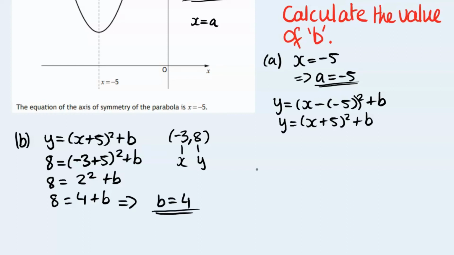Okay, so that's us figured that part out. So what's the full quadratic equation? We have y is equal to (x + 5) all squared plus 4. So the graph moves left by 5 units and then the graph moves up by 4 units. Okay, so that's the final quadratic equation.